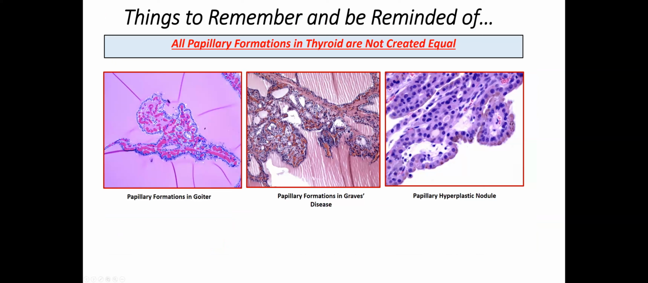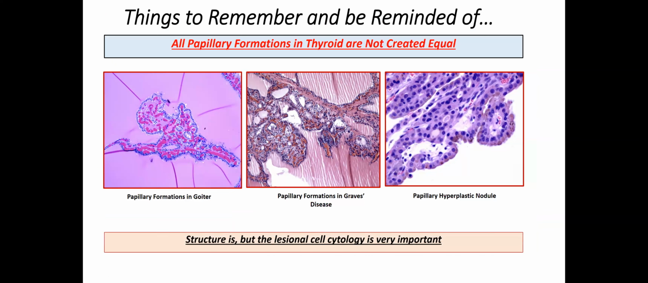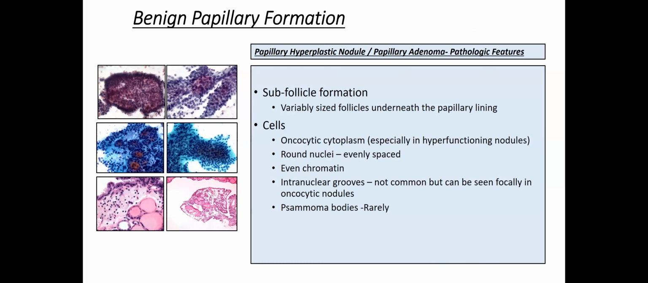Papillary formation does not always mean papillary thyroid carcinoma. You can see papillary formations in goiter, in Graves' disease, and in papillary hyperplastic nodules, which are now being termed follicular adenoma with papillary architecture. So architecture is not always diagnostic. It's the lesional cell, that cell cytology, that is important. So when you're looking at papillary grouping which does not have nuclear features of papillary carcinoma, that is not papillary carcinoma, and most likely a benign neoplasm or benign non-neoplastic condition.